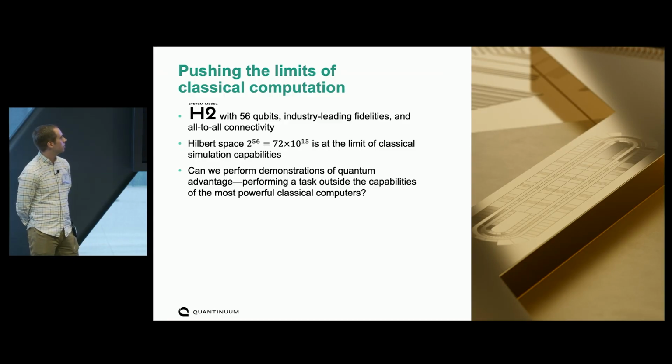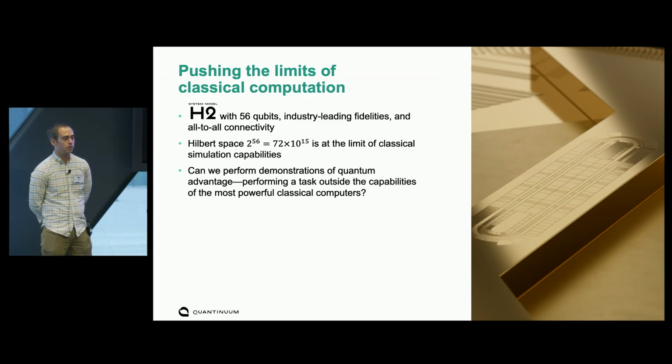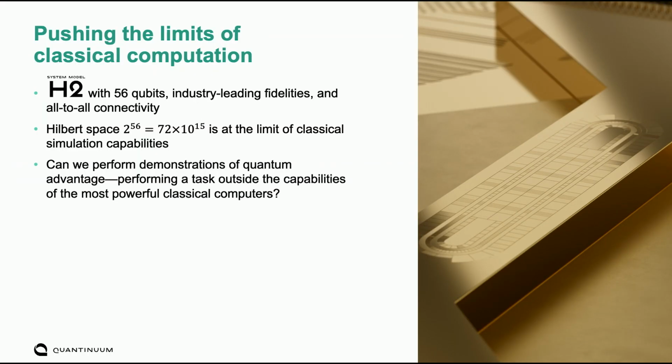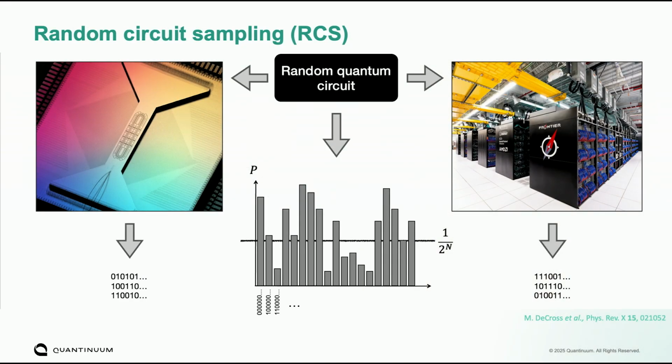With the H2 device, there are 56 qubits, and 2 to the 56 is a pretty big number. So maybe we can do something at the limit, or maybe slightly beyond the range of classical computers. Maybe the first step is to do some demonstration of quantum advantage. Like similar demonstrations, we rely on random quantum circuits and these random circuit sampling problems.